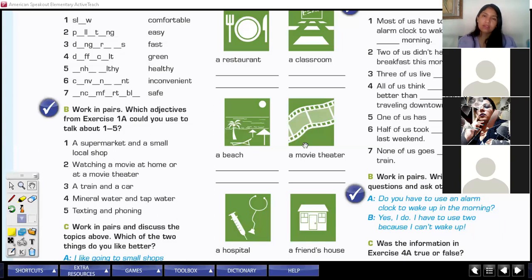You have a food in the restaurant. Okay, well, you have food in the restaurant is one thing. But remember, we're using you have to, and have to means the things that are like obligation.